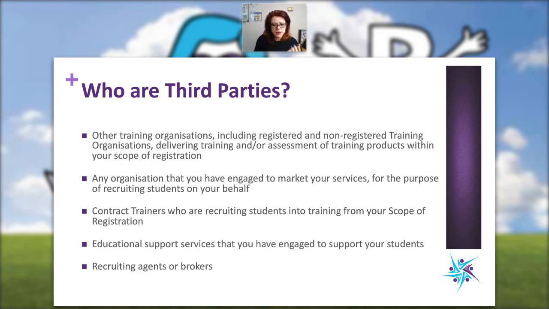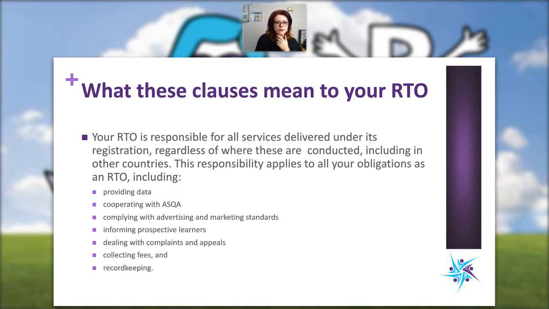You could have more than those. There might be a bit more than what is defined there, but they're the typical ones that you'd have in third parties. If in doubt, if you might have some other third-party arrangements in place and you're not really sure, get in contact with ASQA, because they can advise you on what those third parties are. But it's pretty much anybody recruiting students on your behalf or anybody delivering training and assessment under your scope of registration. That's a third-party arrangement.